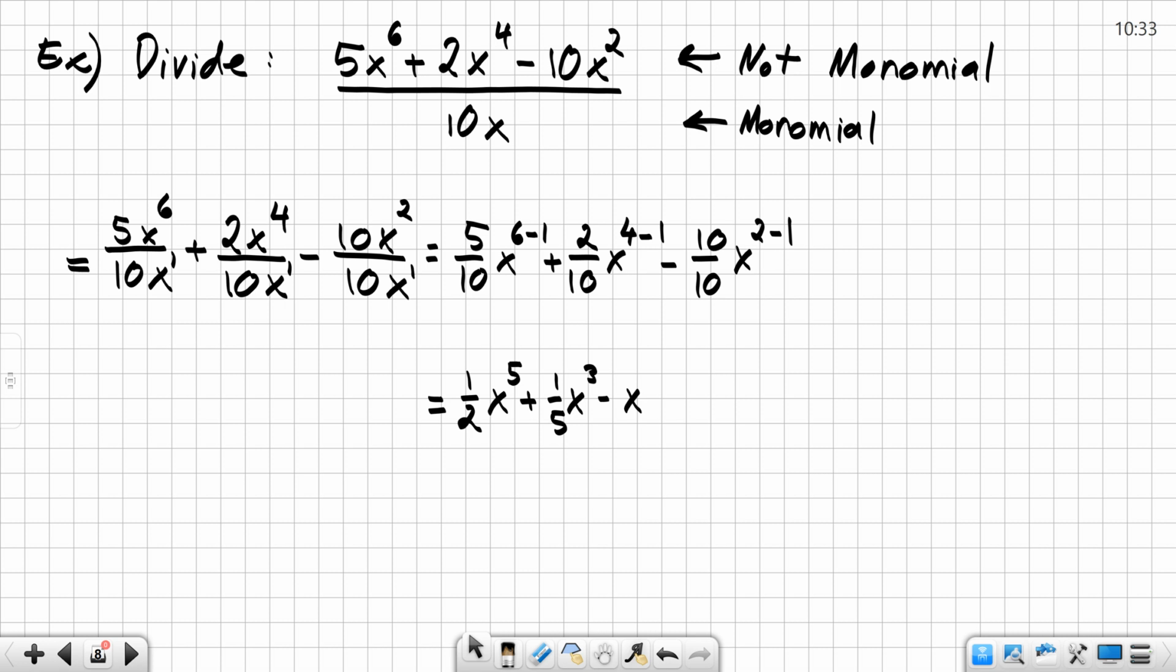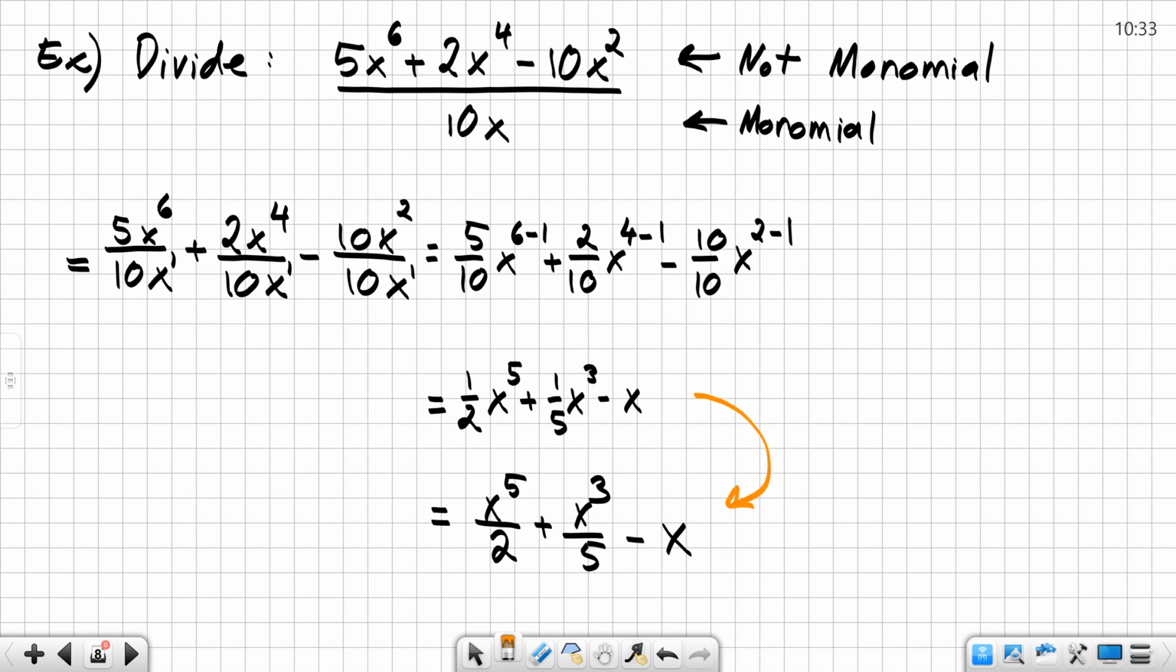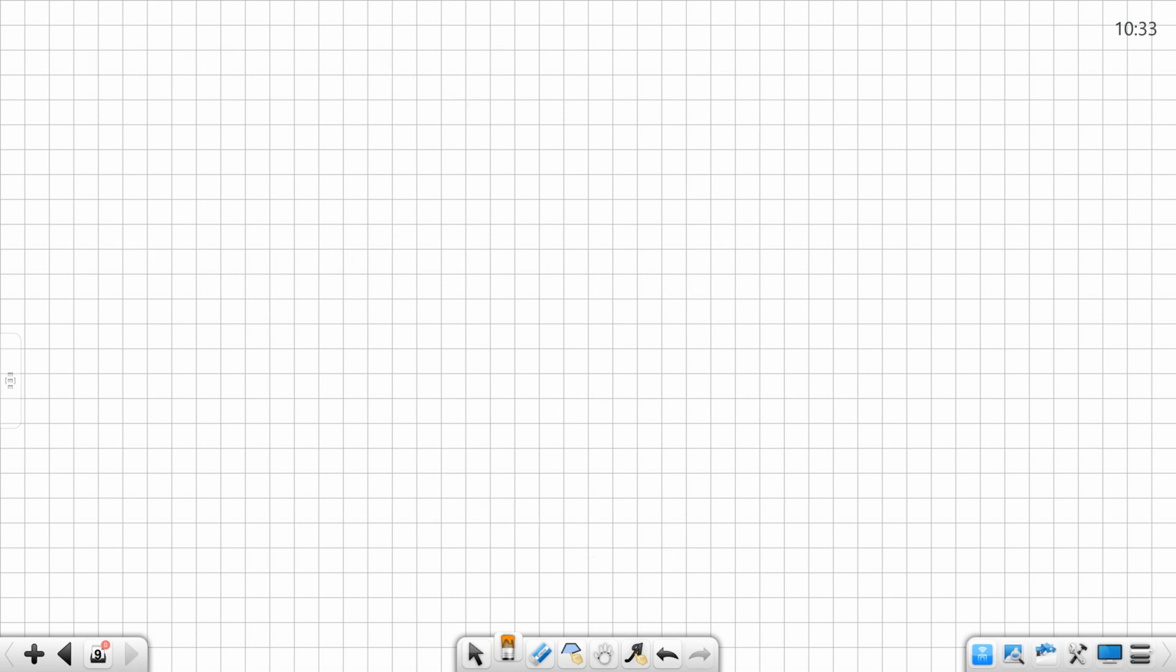Minus 1x. And now, if I wanted to, I can write this as one fraction: 1/2 times x to the 5th is the same thing as x to the 5th divided by 2. Plus x to the 3rd divided by 5 minus x. On the homework examples, it doesn't matter. Both of these answer choices would be the same. This is the same thing as this and vice versa.